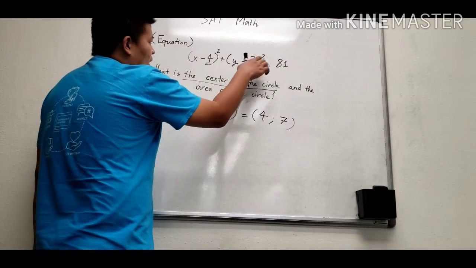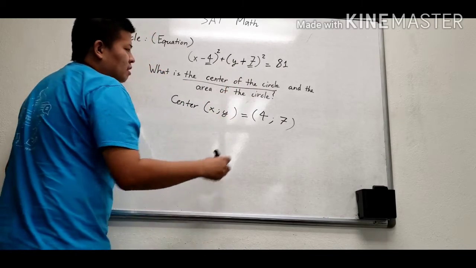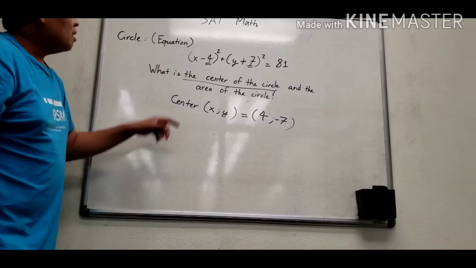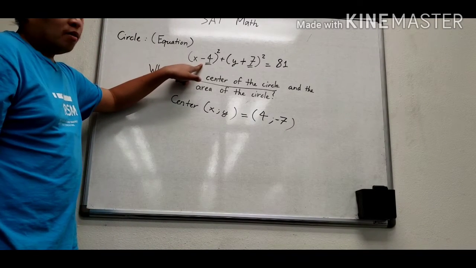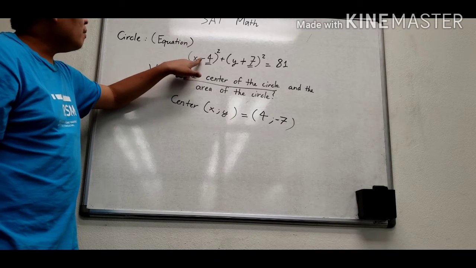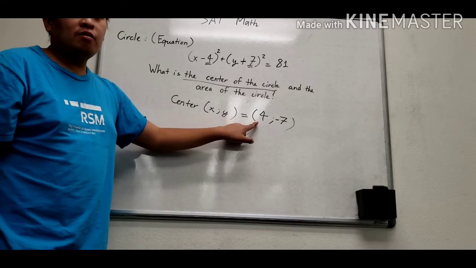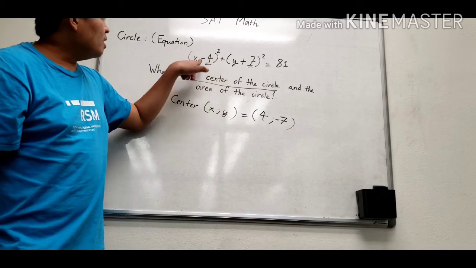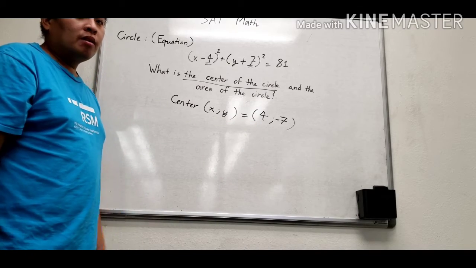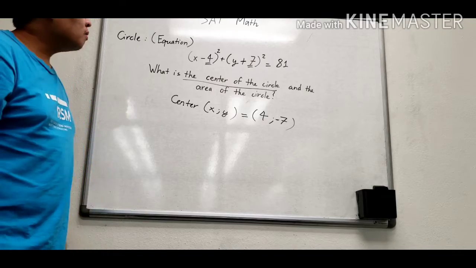The y here is a positive number, so this should be negative 7. Be careful about that. If they have a positive number in the equation, the center will change to the negative number. If this is a negative number, the center will change to the positive number. That's why we need to be careful about positive and negative.